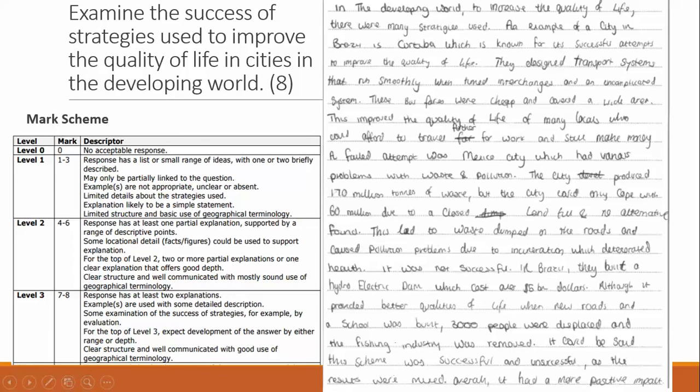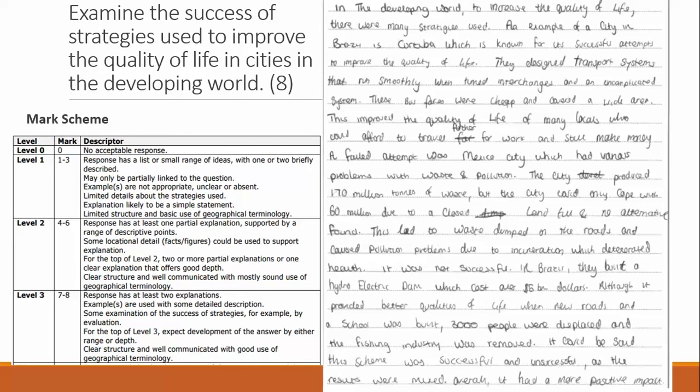Those level 3 answers, response has at least 2 explanations. Examples are used with some detailed descriptions, some examination of the success of the strategies. For example, by evaluation. So why was it successful? How was it successful? To what extent was it successful is what we're looking for there.